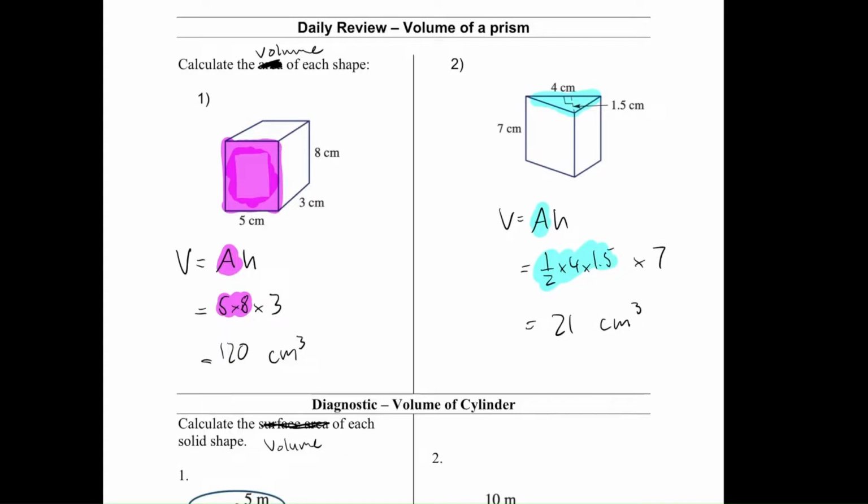You can see I've just used our volume formula, area times height, and I've highlighted the parts of the shape and the formula that are related to the area. In the first one, you've just got a rectangle on the front. In the second one, you've got that triangle there. So we're using half base height for the area here.